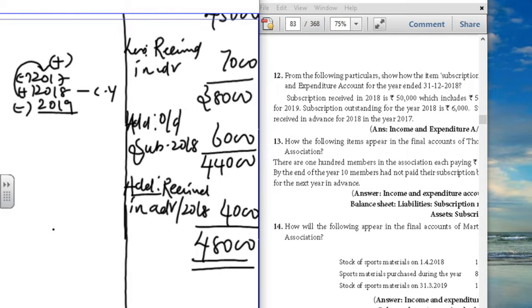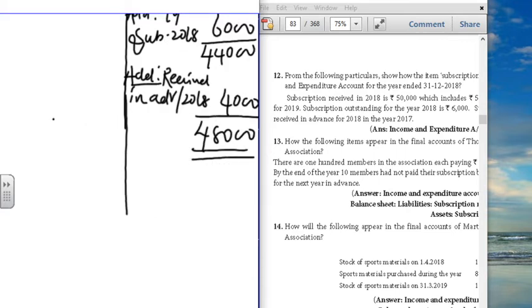Now let us move to problem number 13. In this, the following items will appear in the association's accounts. Each member pays 25 as the annual subscription. By the end of the year, 10 members had not paid their subscription, but some members had paid for the next year in advance. You have to read the question properly. They have given two pieces of information. Here the problem number is 13.